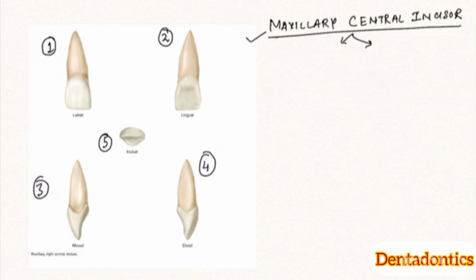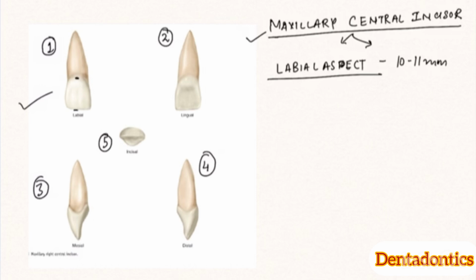As we know, the maxillary central incisor is wide mesiodistally. So first we will discuss the labial aspect. When we see the maxillary central incisor from the labial aspect, the cervico-incisal height of the central incisor, from the cervical margin of the tooth to the incisal edge, will be 10 to 11 mm.